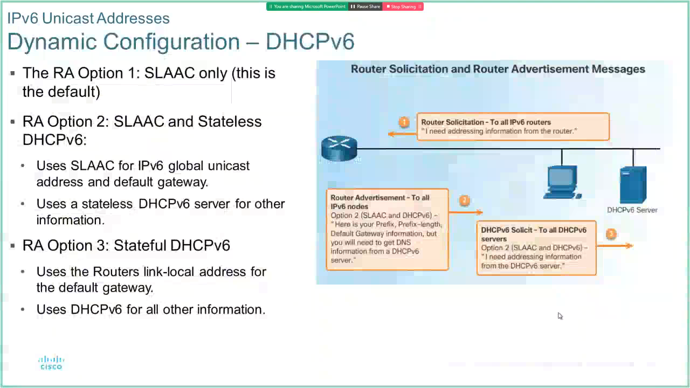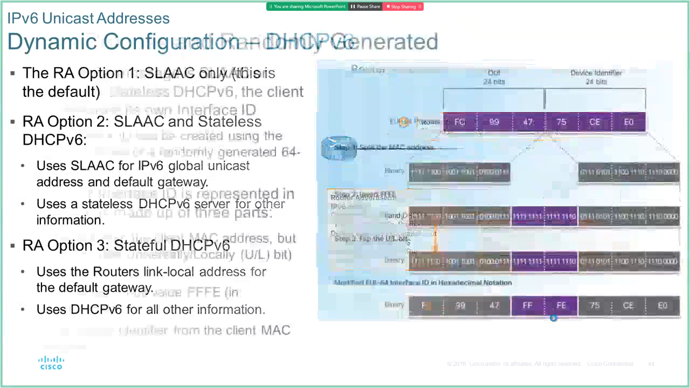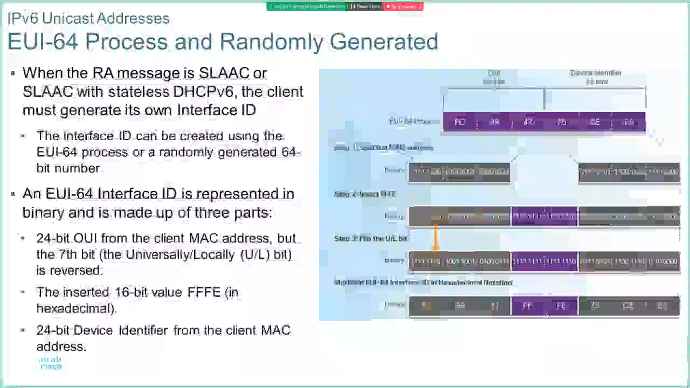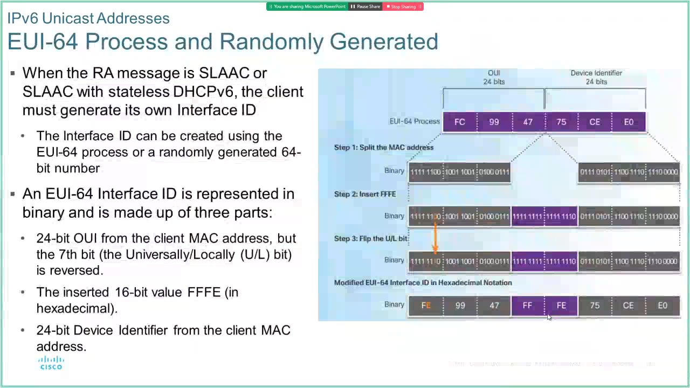So SLAAC is option 1. SLAAC and stateless DHCP is option 2. And stateful DHCPv6 is option 3. So you can set up your router to work with one of these 3 options. Or you can work with this lovely EUI-64 process, which is basically what SLAAC does.